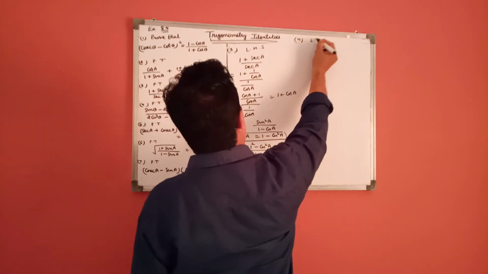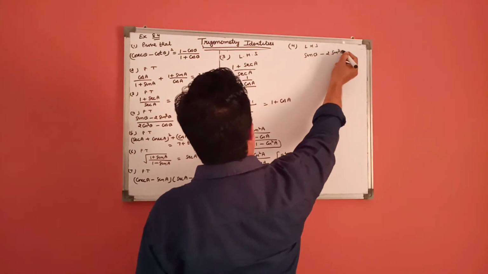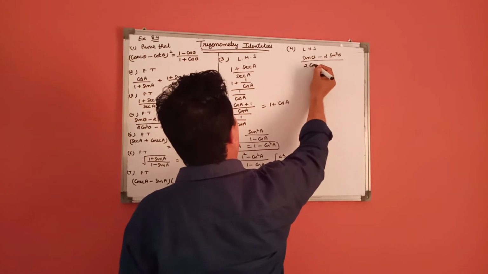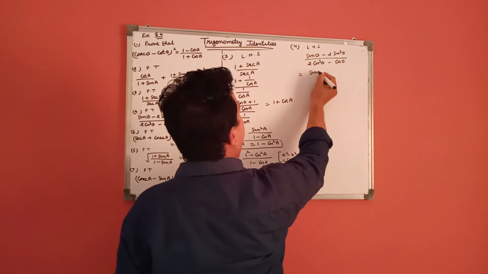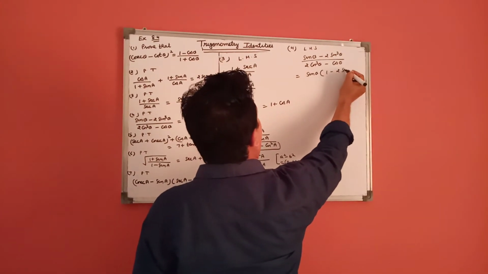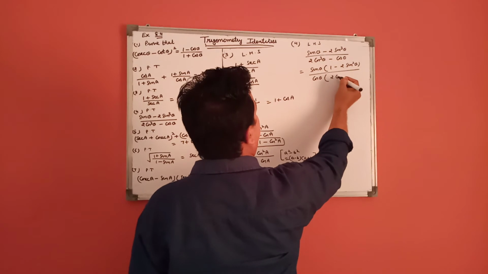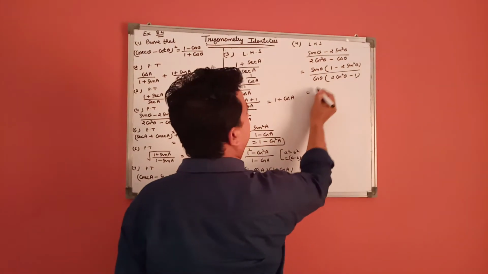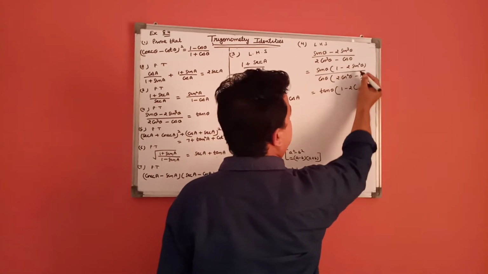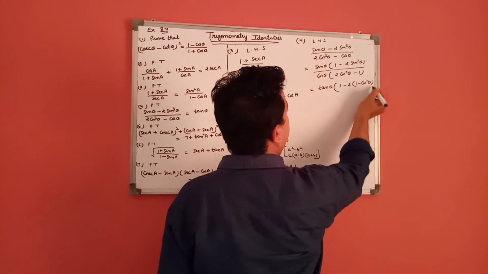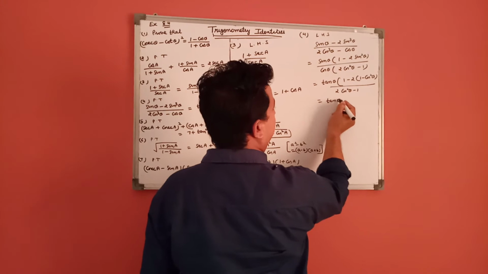In question number 4, the left hand side is sin theta minus 2 sin cube theta by 2 cos cube theta minus cos theta. When we take sin theta common, it becomes 1 minus 2 sin square theta. Take cos theta common, this becomes 2 cos square theta minus 1. Sin by cos is tan theta. In this, sin square theta is 1 minus cos square theta.